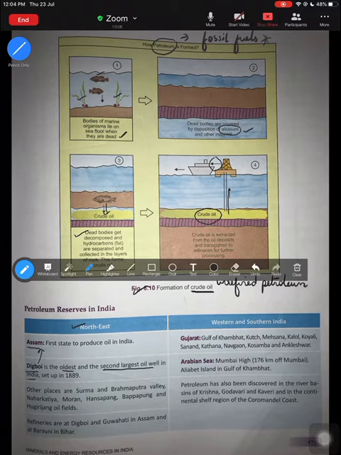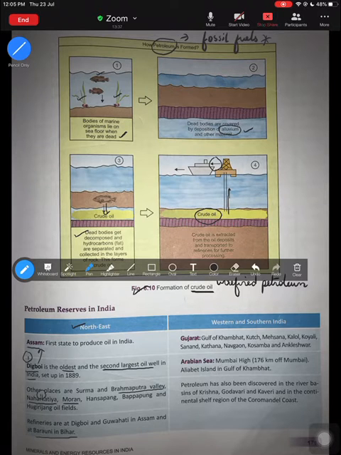There are other places such as the Brahmaputra Valley. There is Moran, Nahar Katia. You have to at least know two places in Assam, because one time they've asked to mention two petroleum reserves in Assam. So you can learn about Digboy, and Nahar Katia would be a second one. I would ask you all to remember. Now refineries are Digboy and Guwahati in Assam, and now one in Bihar you have to know, Barauni in Bihar. So please remember Barauni in Bihar.